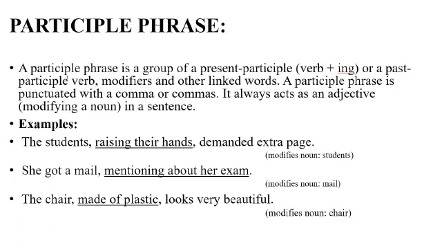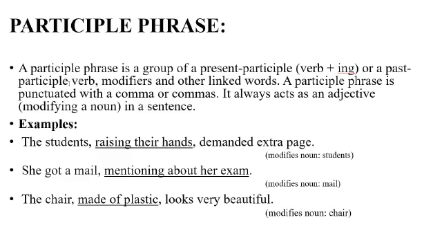Participle phrase. A participle phrase is a group of a present participle, verb plus ing, or a past participle verb, modifiers and other linked words. A participle phrase is punctuated with a comma or commas. It always acts as an adjective, modifying a noun in a sentence.